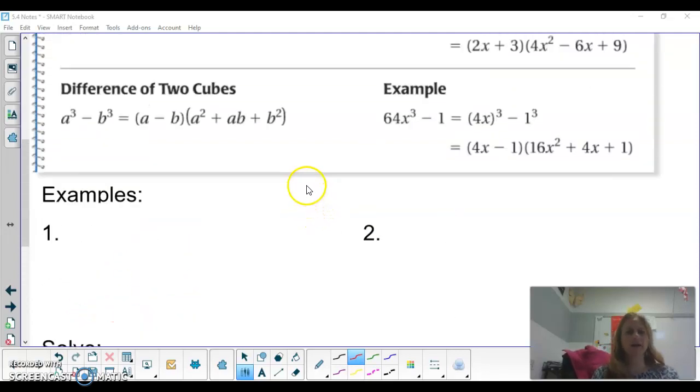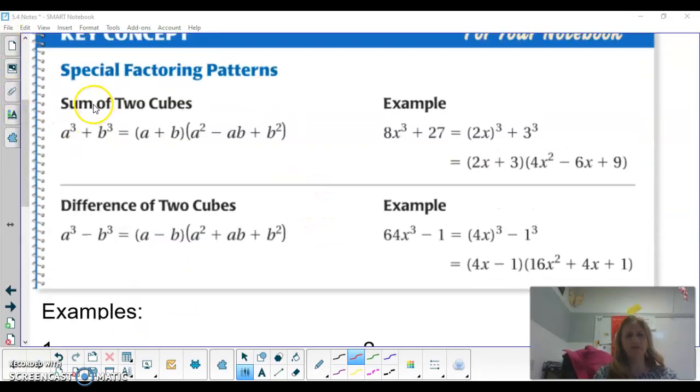So just to recap, yesterday we talked about the sum or difference of two cubes. It's basically finding the cube root of each term and filling this in. So remember, we need to use all three. When we do the cube root, that means that number being multiplied 3 times. We've got to use all three of those when we factor it.